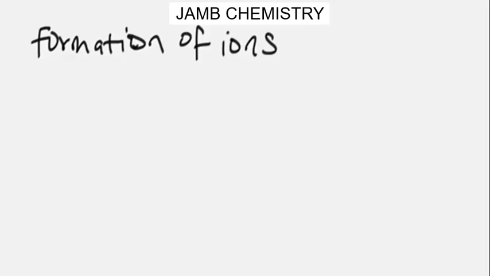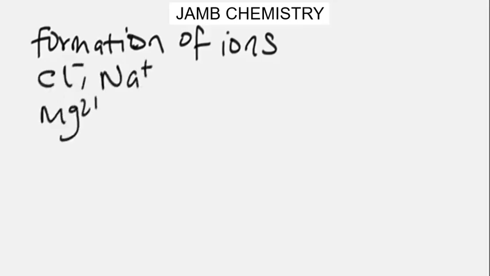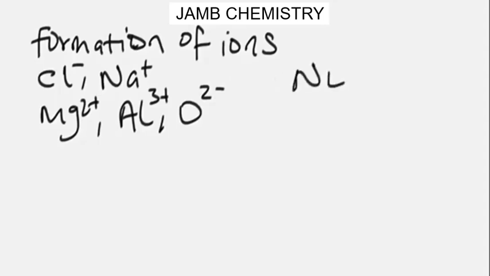For instance, we have a chlorine ion, we have a sodium ion, we have a magnesium ion, we have our aluminium ion, we have our oxygen ion, and the rest of them. Okay, they could be a single atom or group of atoms. When they are in group, for instance, we have a nitrate ion, that's trioxonitrate 5 ion. We also have our sulfate ion, that's tetraoxosulfate 6 ion. Okay, so these are examples of group of atoms that are ionic in nature.